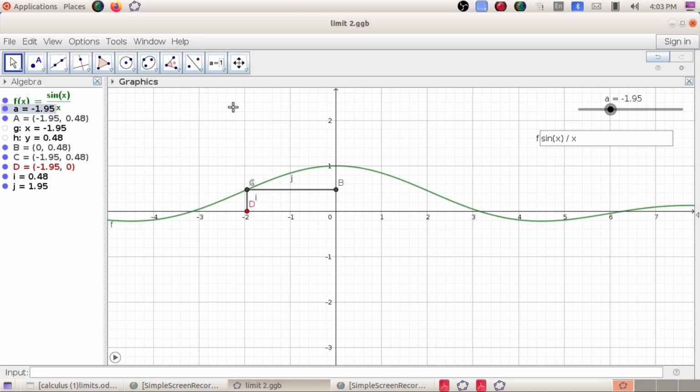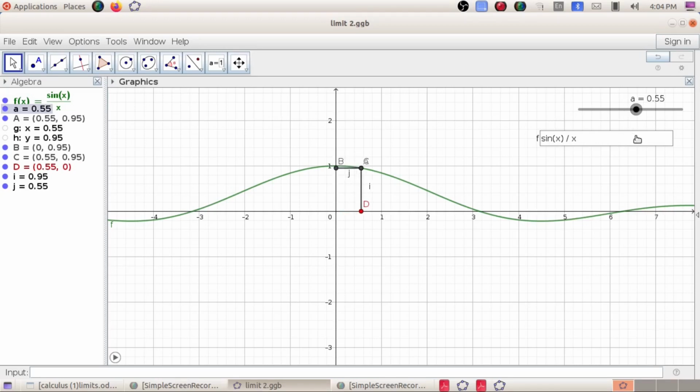Now we can take another example. Consider the function f of x equal to sin x by x. Now x is approaching 0 from left to right. Here the value of x is minus 1.95. Now x is coming to 0. Here the value of x is negative 1. x is approaching the real number 0, coming near to 0, we can see that f of x is tending to 1.